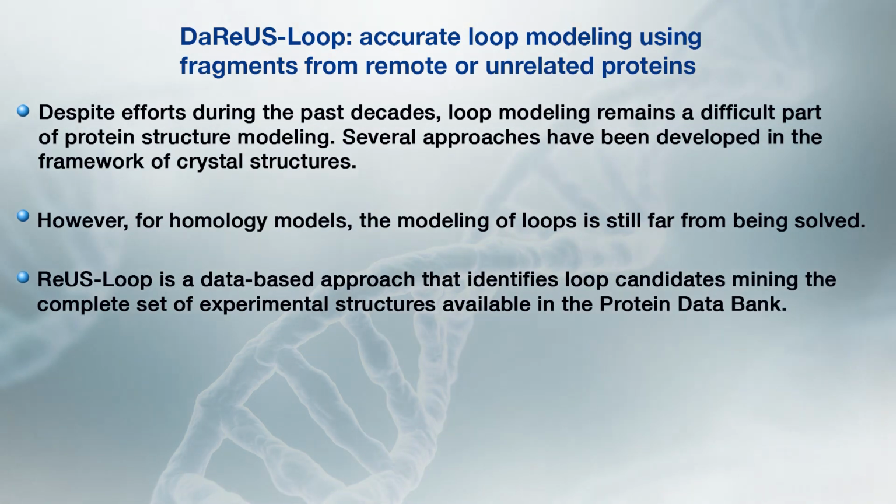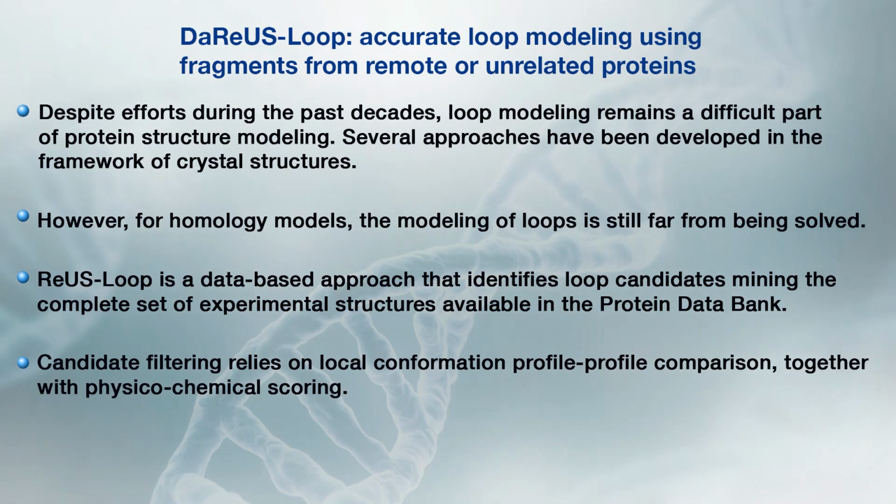It is a data-based approach that identifies loop candidates, mining the complete set of experimental structures available in the Protein Data Bank. So, it actually takes the help of the PDB database. The PDB database is maintained by Rutgers University. Candidate filtering relies on local conformation and profile comparison together with physicochemical scoring.